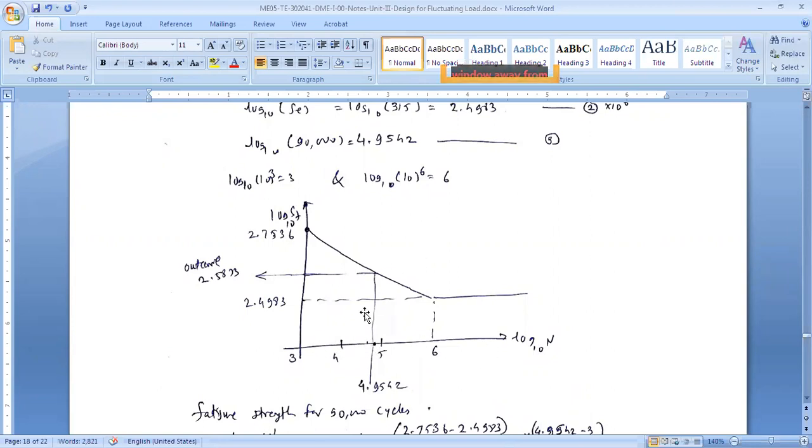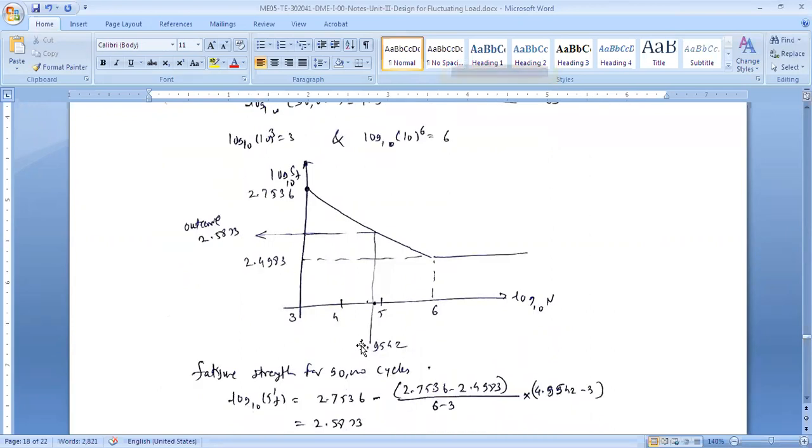But in our case, they have asked us for 90,000 cycles. Where will 90,000 come? Just take a look at the diagram and tell me. 3 means 1,000, 4 means 10,000, 5 means 1 lakh, 6 means 10 lakh. So it will be somewhere between 4 and 5. This is 10, this is 90, this is 1 lakh. So 90 will be somewhere here. Are you getting it? So it is 4.95. So this point will be here. So for the given number of cycles, are you getting it, or should I repeat again?